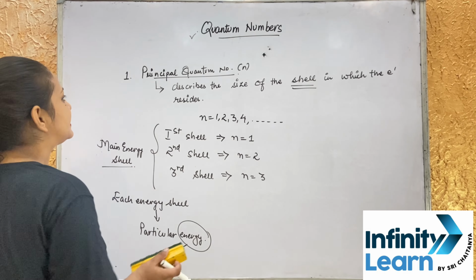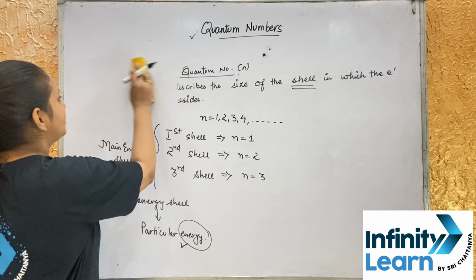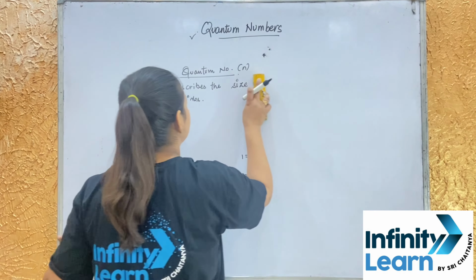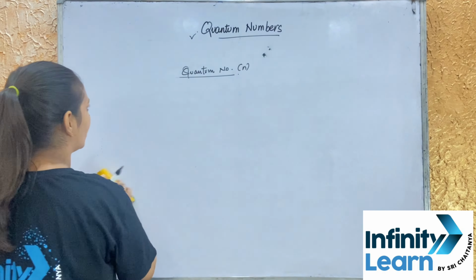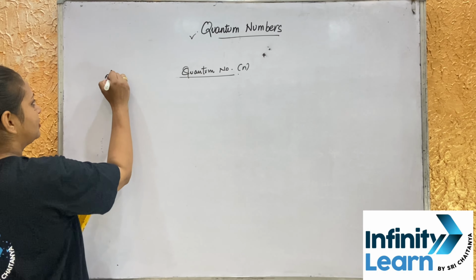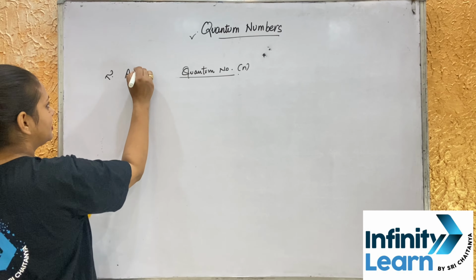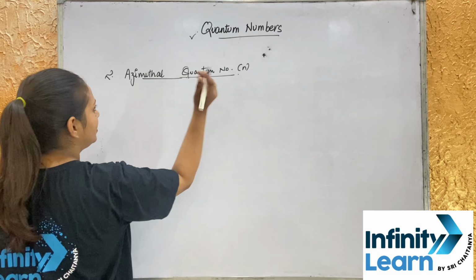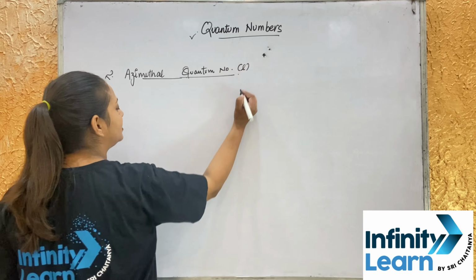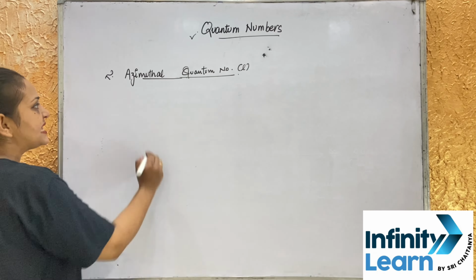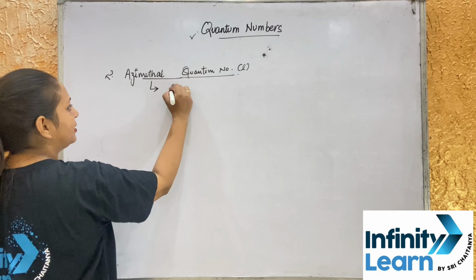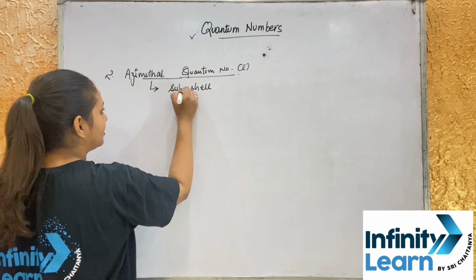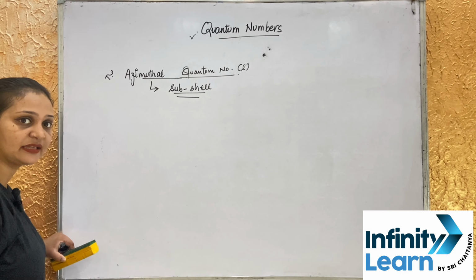Moving on to our second quantum number, that is the azimuthal quantum number, denoted with small l. Azimuthal quantum number tells us about the subshell in which the electron resides.